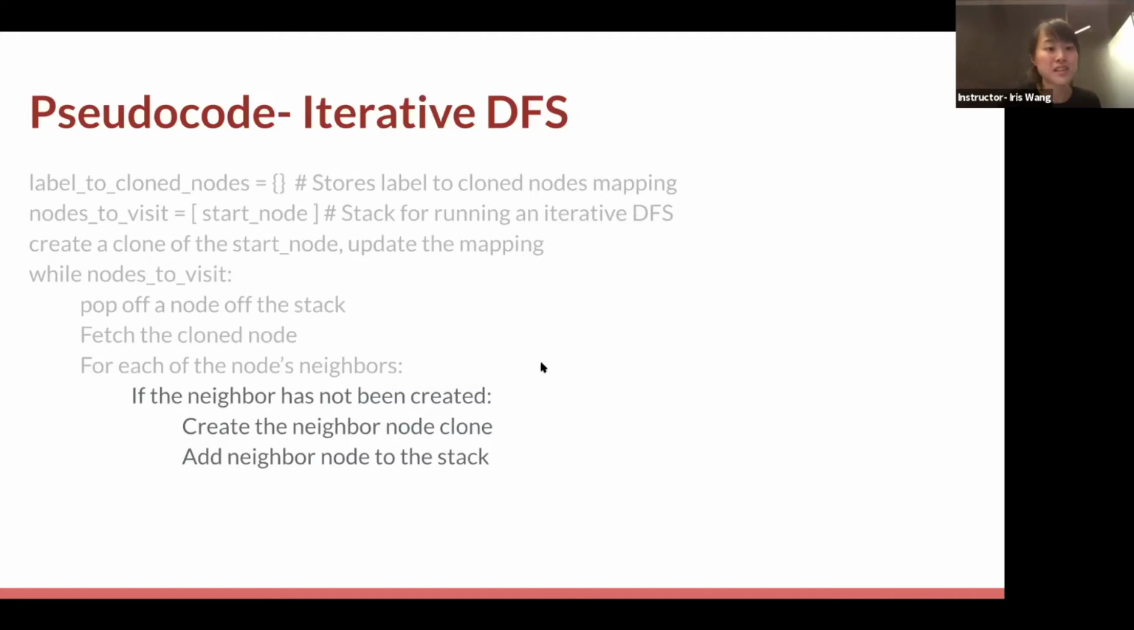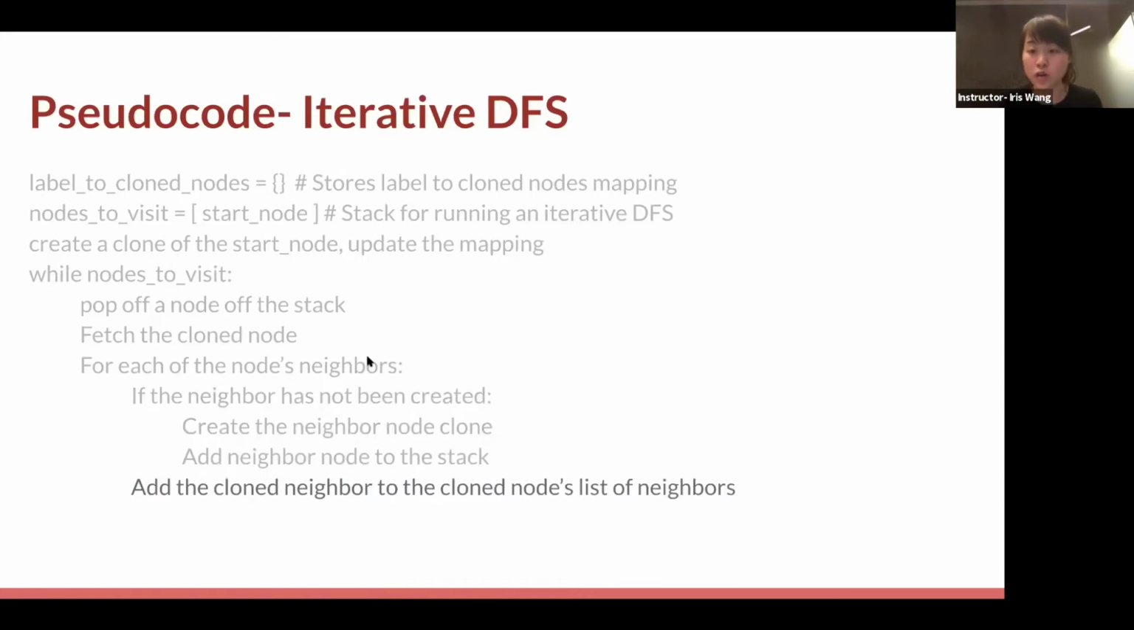So basically what's happening here is the check "if the neighbor has not been created" acts as our visited set check, right? If the neighbor has not been created, that means we have not visited that neighbor yet, if that makes sense. Does that make sense? Okay, cool. So we'll create that neighbor node, add it to the stack, and then at the very end, as the last step, we add the edge, where we add the clone neighbor to the clone node's list of neighbors. So that's basically the pseudocode there.